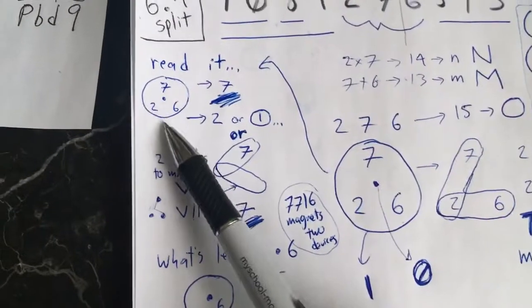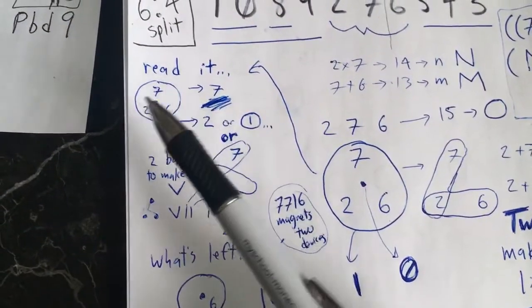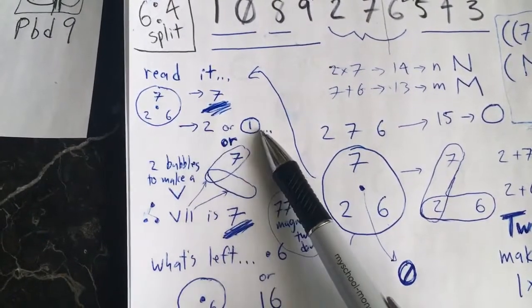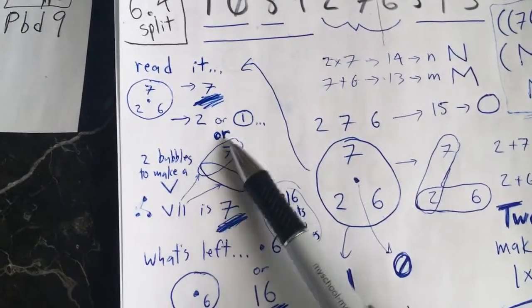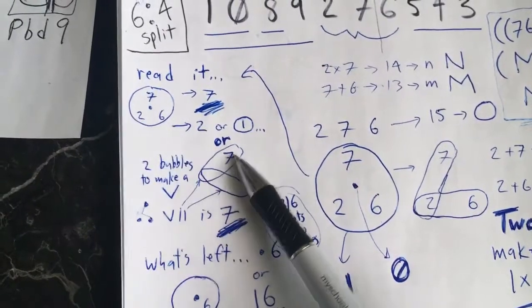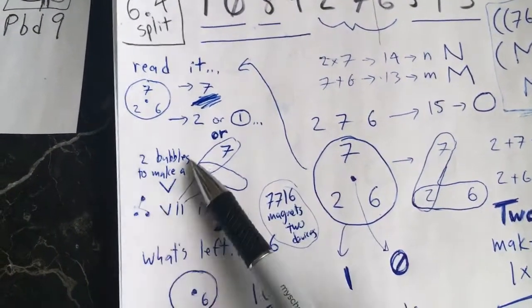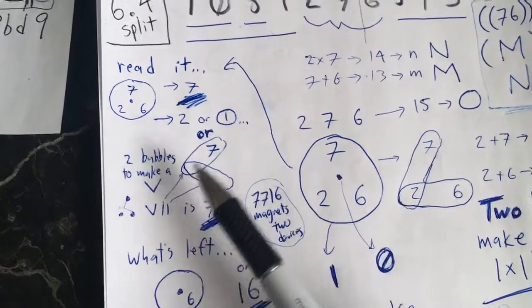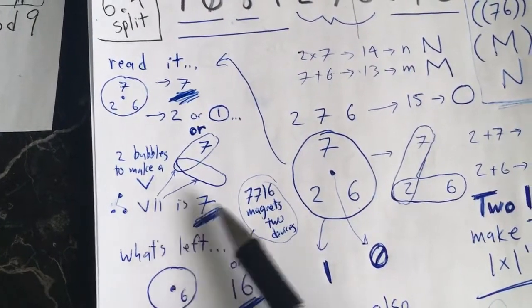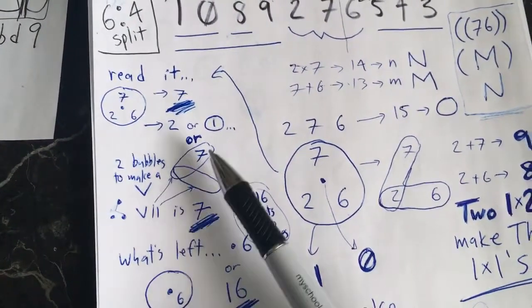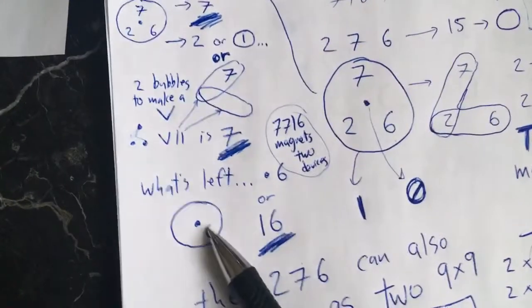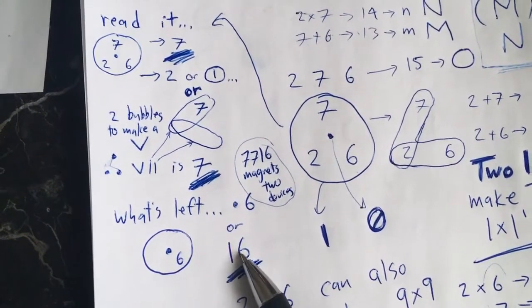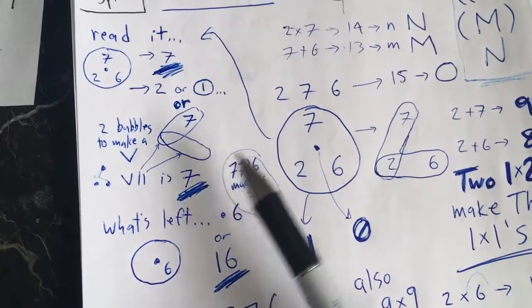I see. So again, your 7, 2, 6, if you want to think about it this way, your 7 from top to bottom is your 7. Okay, you have 2 or a circled 1, or, like we talked about before, you have 2 bubbles. But since we already created the 7, you have a 7 and 2 bubbles, then maybe 2 bubbles to make a V. V is 5, and you have 2 bubbles. VII is 7, so maybe this is like a 7, 7 right now. And what's left? All you have left in this is a dot 6 in a cell. Okay? So like, 7,760 magnets.